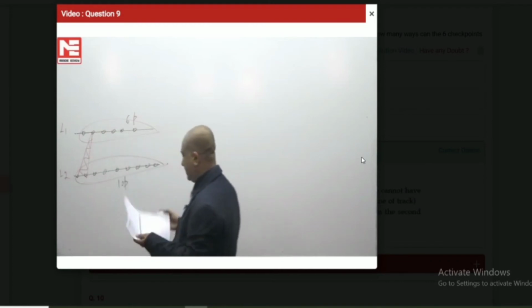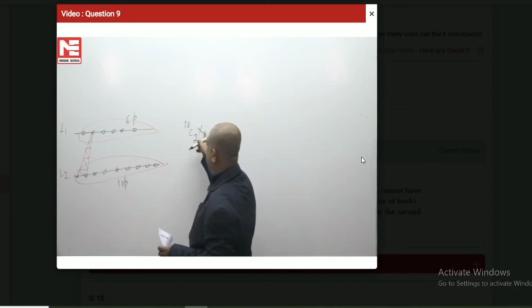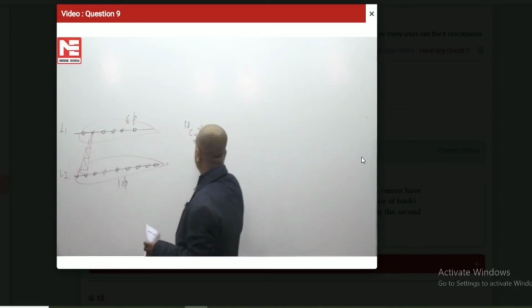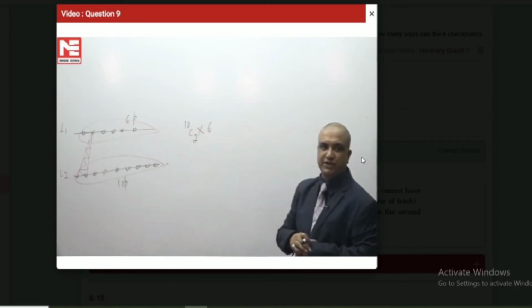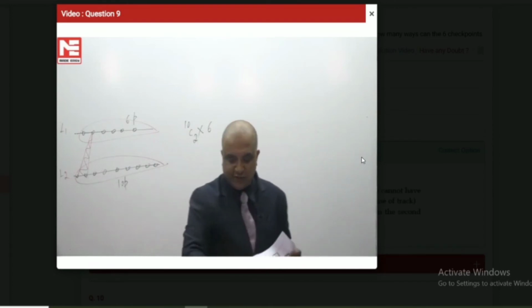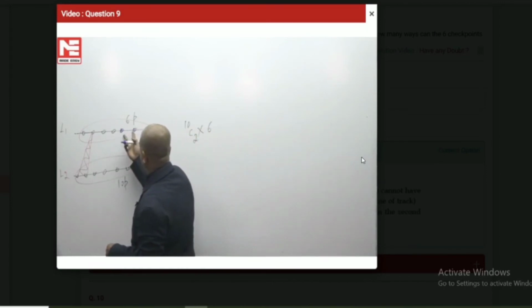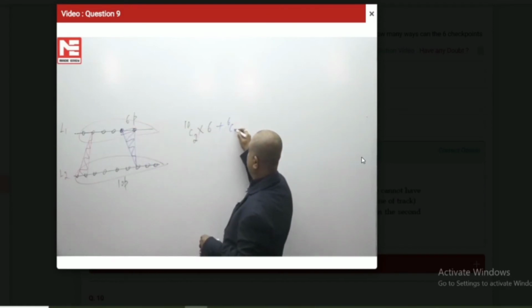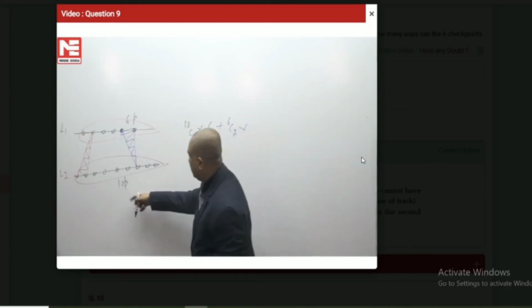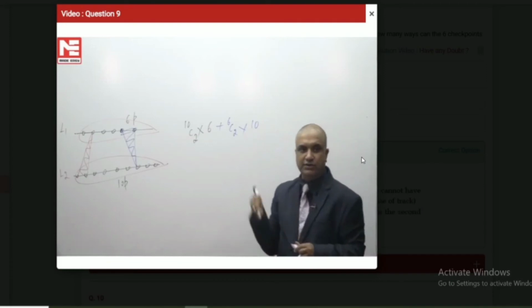2 from here can be done in 10C2 ways, and multiplication, 1 from here which can be done in 6C1, which is primarily 6 only. This is the first variety of a triangle, which is shown in red color. The second variety, vice versa: 2 from here and 1 from here, that is equal to 6C2 into 1 from here, which can be done in 10C1, which is equal to 10 ways. So this is the answer.